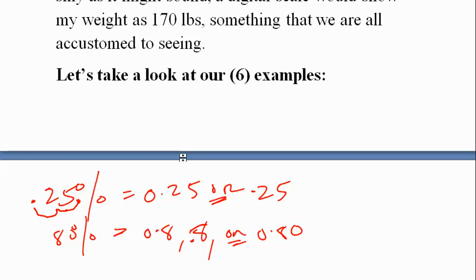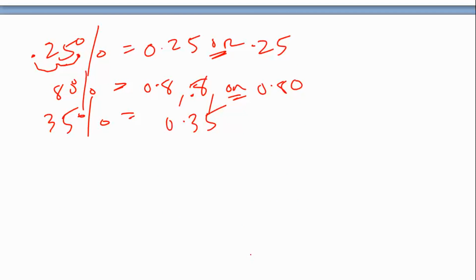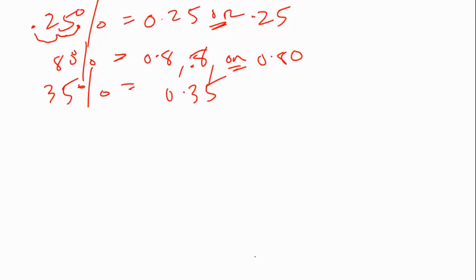So our third example is 35%. 35% is equal to simply 0.35. Let's go down and take a look at another example, at least 3 more examples to complete our 6 examples.